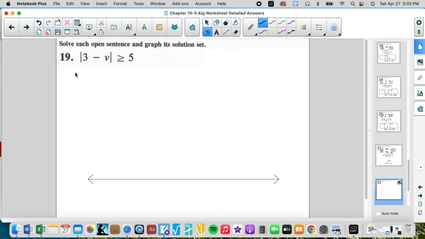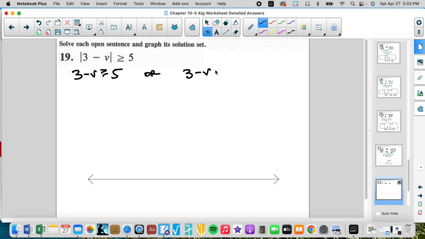3 minus v is greater than or equal to 5. Greater than. It is greater than. And I keep saying we haven't needed to isolate it. So everything has always been isolated, meaning everything outside has been moved over. We've isolated. We've gotten the absolute value. We look at it as one whole thing. It's isolated. This is greater than, so it's an or.